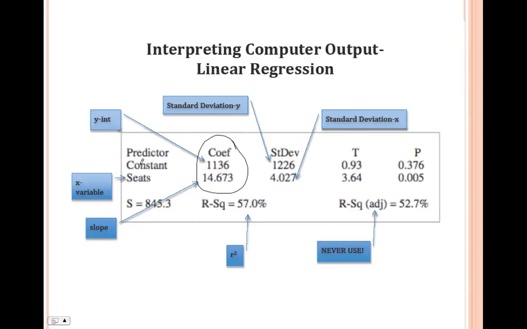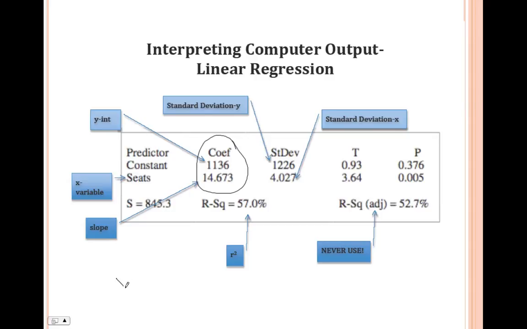I have the word constant here, so I have the constant coefficient, which in this example is 1136. And then I have a word here. In this case, it's seats. That word will not always be seats. That word tells you what your explanatory variable is. And then I have the coefficient here. So the coefficient of the explanatory variable, well, that's the coefficient of x, which is just the slope. So the constant coefficient is the y-intercept, and the coefficient of the x variable is the slope.